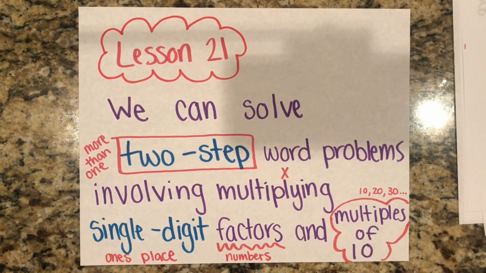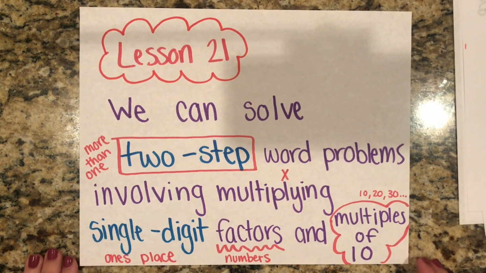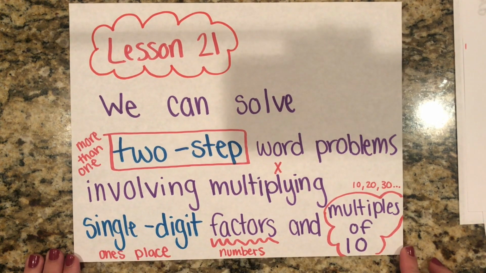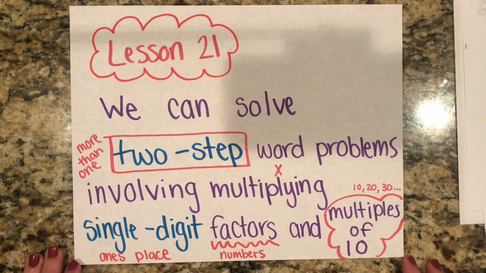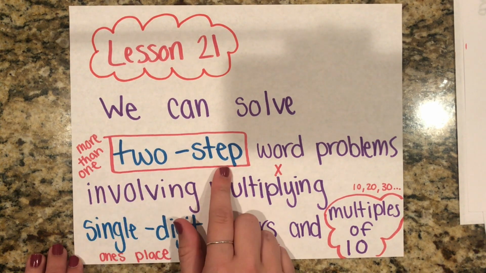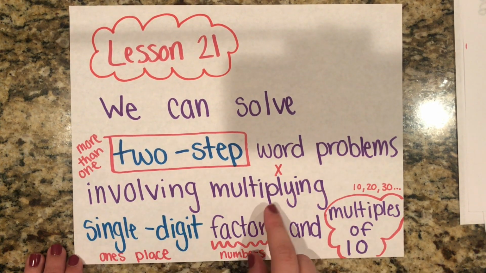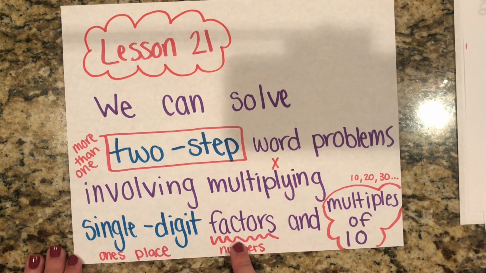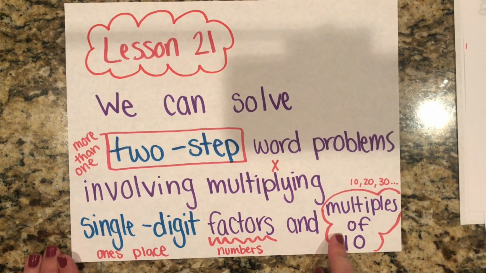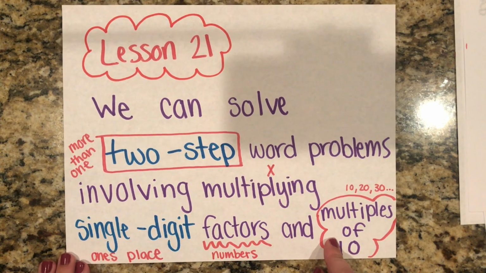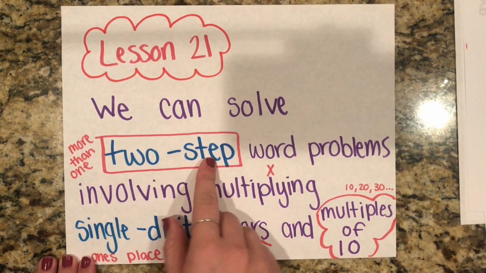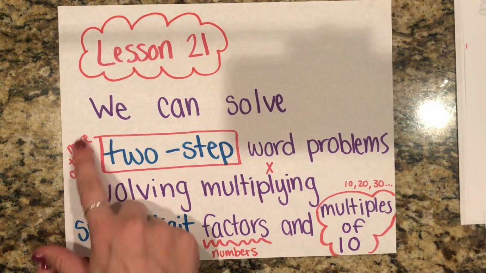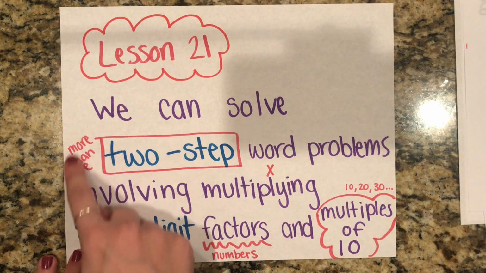Hello, third grade. Today we are going to be working on lesson 21 of Module 3, and our content goal for today is we can solve two-step word problems involving multiplying single-digit factors and multiples of 10. So if we're solving two-step word problems, that means we're solving word problems that have more than one step.